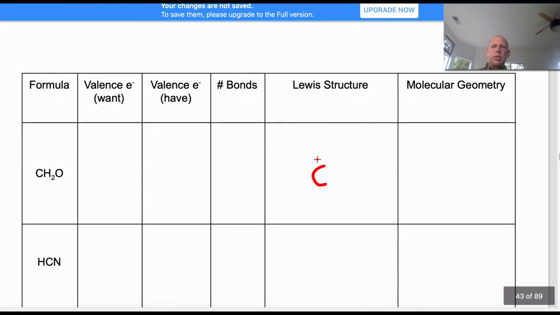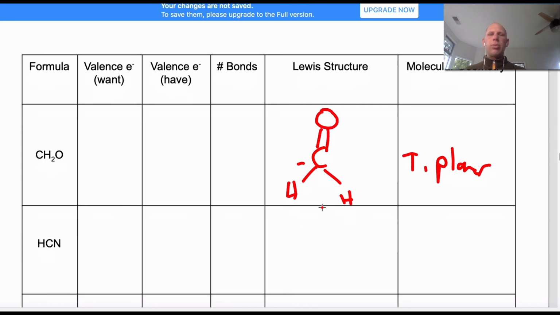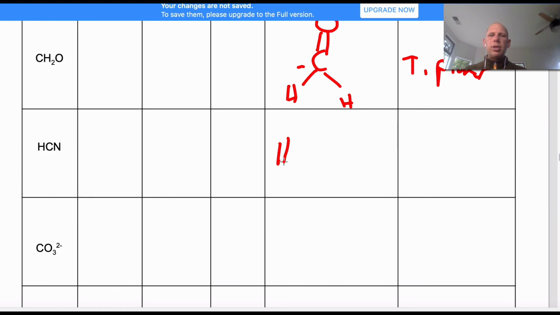Here we have C double bonded O, H, H. So again, that's another T planar. 120 degrees. You have three things attached, no lone pairs on the central atom. H, C, and okay. No lone pairs on the central atom. Two things attached, so that's going to be linear.